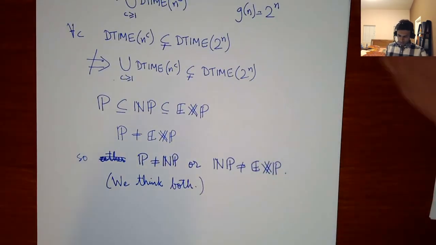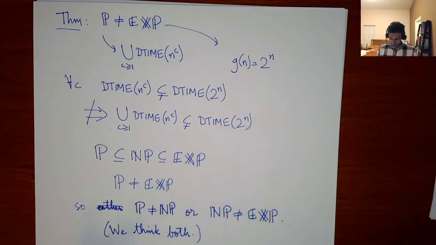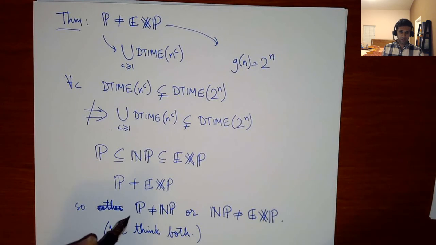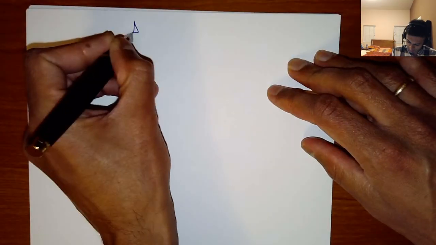So with this, we have P not equal to EXP. Therefore, we know that P is not equal to NP, or NP is not equal to EXP, both of which would be amazing to prove, or either of which would be amazing to prove. And so now it's time to start a new chapter in our discussions, and let's talk about space complexity.